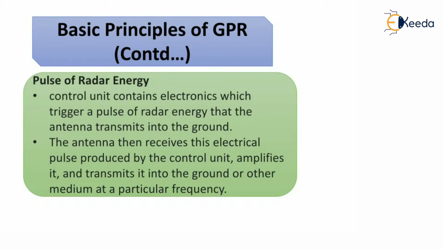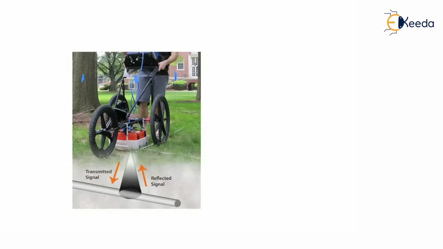Now the pulse of the radar energy. The control unit contains the electronics which trigger a pulse of radar energy that the antenna transmits into the ground. The antenna receives this electrical pulse produced by the control unit and amplifies it. Again, it is transmitted into the ground or other medium at a particular frequency. So this is how the signal is reflected. Here we can see the transmitted signal and the reflected signal which is caught by the control unit.